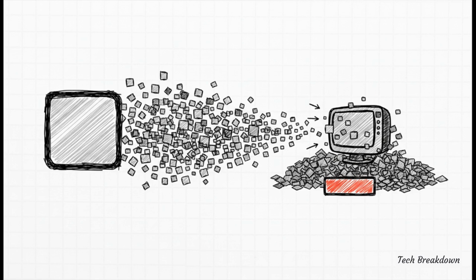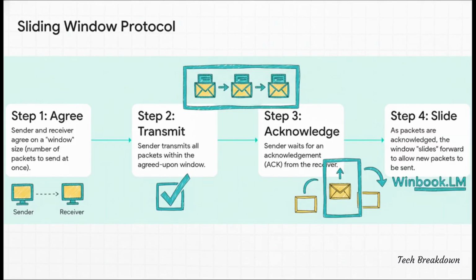If you talk at your normal speed, you're just going to overwhelm them, right? They'll miss half of it. Well, the exact same thing happens with computers. A fast computer can totally flood a slower one. So how do you solve a problem like that? The answer is actually really elegant. It's called the sliding window protocol.